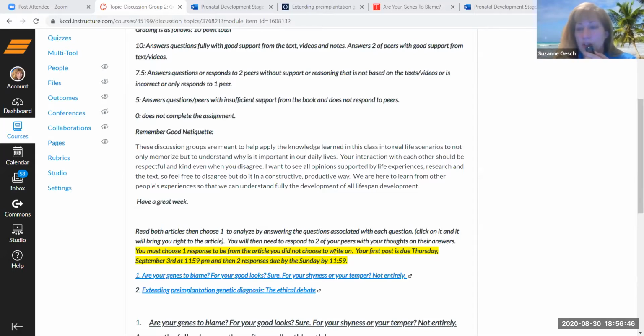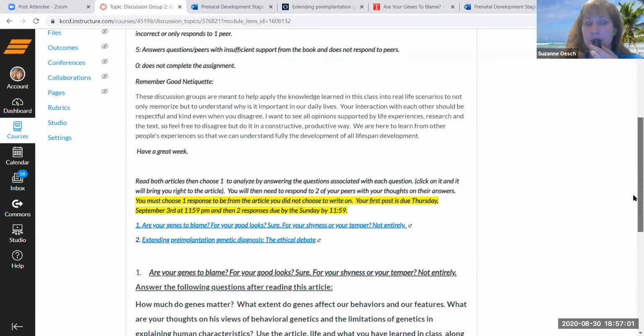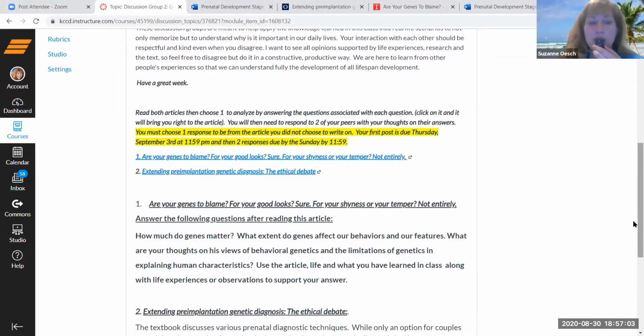Your initial posts are due the Thursday before, by 11:59, and then the 2 responses are due by Sunday. That allows people to not be waiting around to hear your responses, and makes sure that I can look at them and grade them on time, and that people have time to respond to you. So the 2 you're going to be looking at, you're going to read both articles because you're either going to be writing your initial post on one and writing some kind of response on both of them. So you can just click on them.